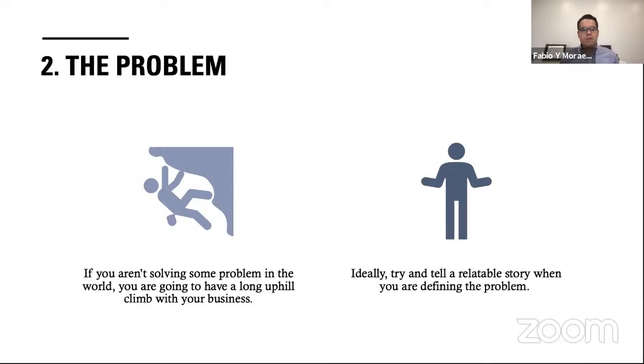So the investors will understand your business and your goals. Again, it's important that your problem is a real issue in the world, because if it's not, you're going to have a long uphill to climb with your business. So it needs to be a real problem, and you need to present that in a storytelling way. You're going to engage people better if you bring to their attention that this is a real world problem, that this might be happening in their family, in their environment, or in their own business. So make sure that you tell a good story.